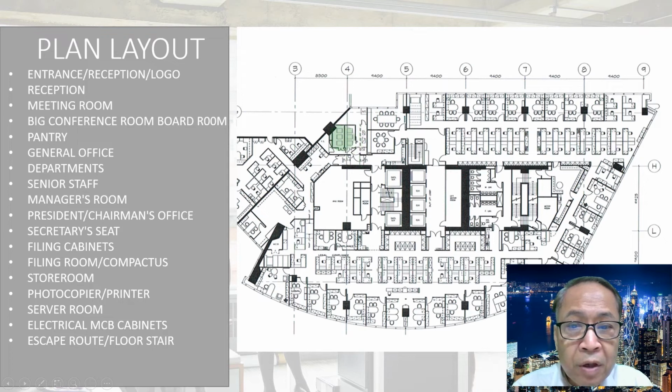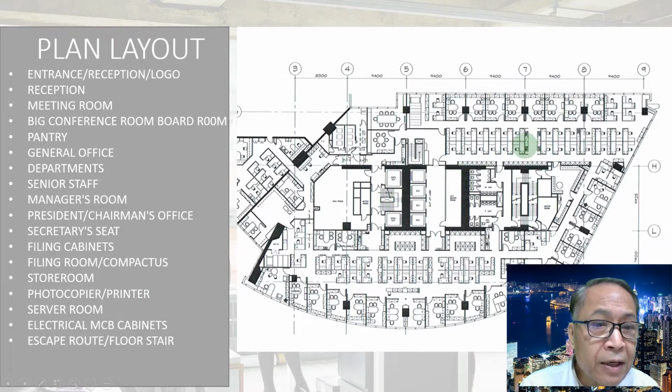This is a computer room, the server room. Photocopy and printer. Actually, photocopy and printer are everywhere, so people can access them. So this is for the copier and printer everywhere, so you don't need to travel a great distance.